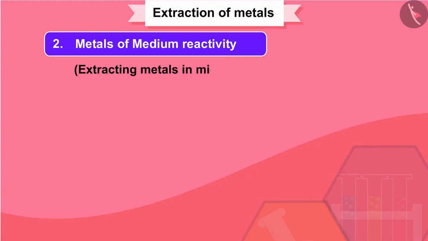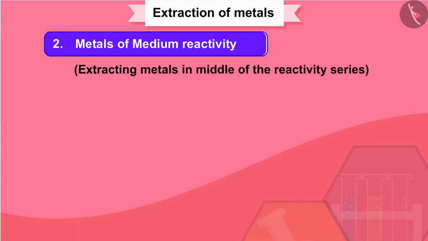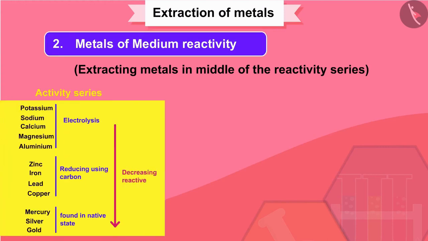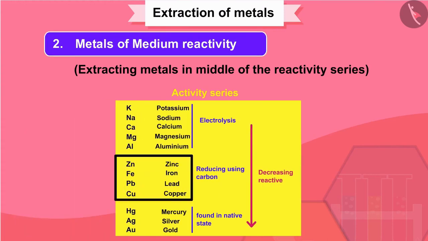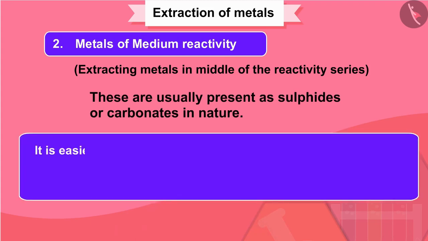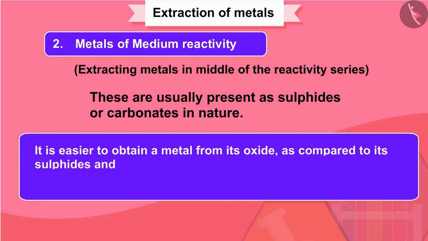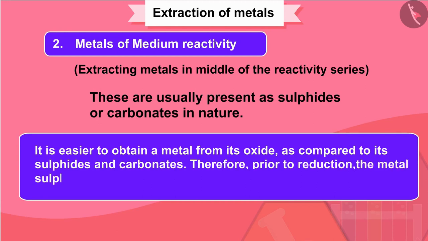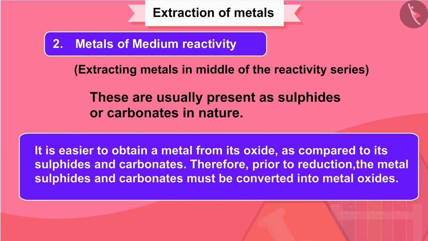Extracting metals in the middle of the reactivity series. Metals with medium reactivity. The metals in the middle of the activity series, such as iron, zinc, lead, copper, are moderately reactive. These are usually present as sulfides or carbonates in nature. It is easier to obtain a metal from its oxide as compared to its sulfides and carbonates. Therefore, prior to reduction, the metal sulfides and carbonates must be converted into metal oxides.